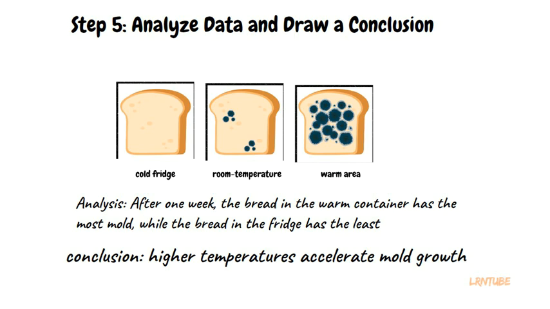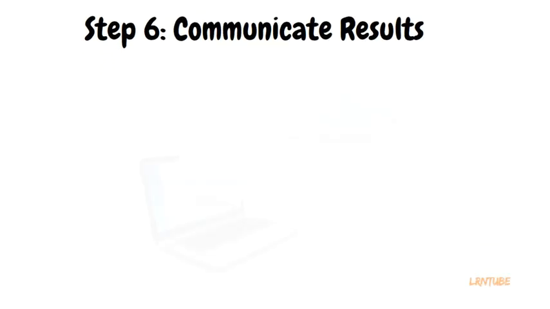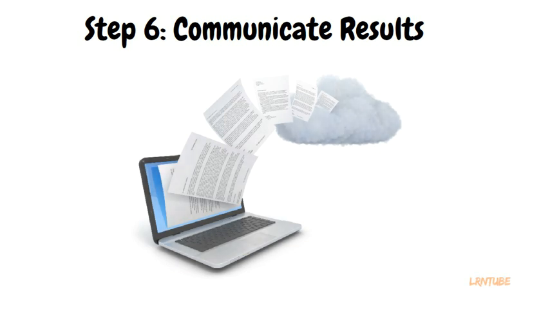But if your hypothesis is wrong, your conclusion is still valuable. A result that doesn't support your hypothesis helps you rule out incorrect explanations and allows you to revise your hypothesis and test again. And this is a critical part of the scientific method process. And then finally, you can communicate your results. The final step is to share your findings. Scientists do this through reports, presentations, or publications so that others can evaluate or even replicate their work.